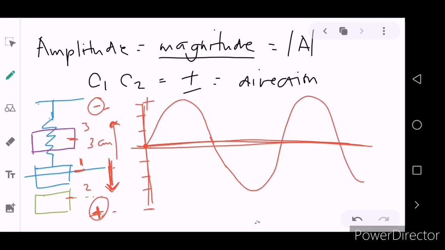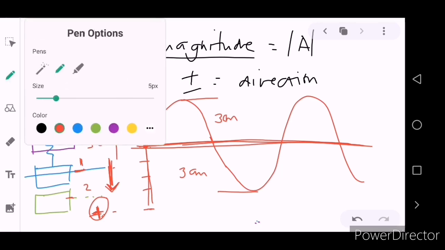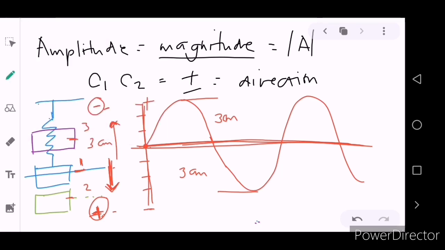So, visually, makikita natin, this is the amplitude 3 centimeters, and also, dito sa baba, meron din tayong 3 centimeters. And, from this point to this point, meron tayong 1 cycle at a period of time. Okay?